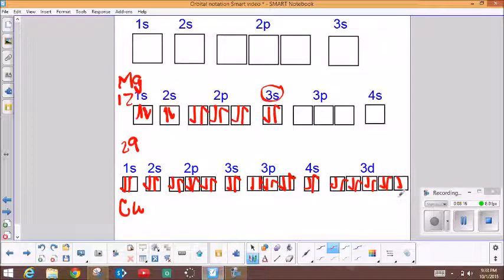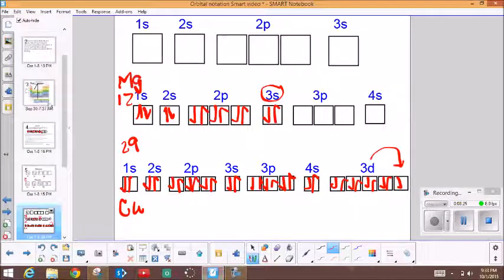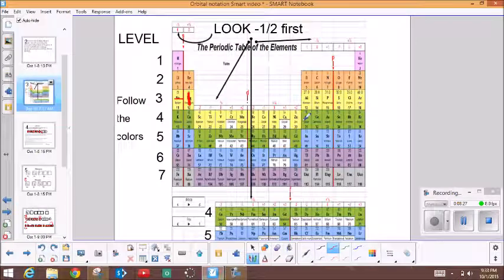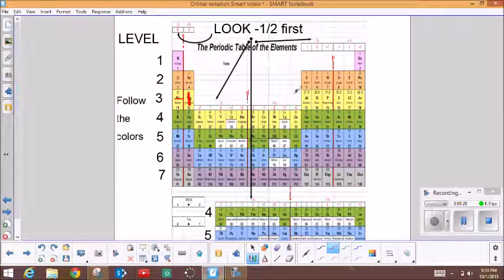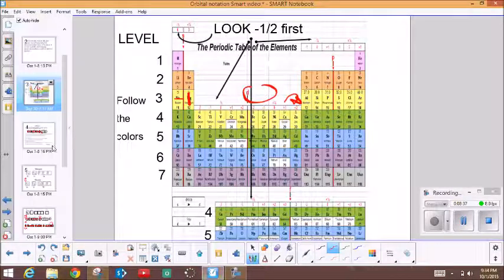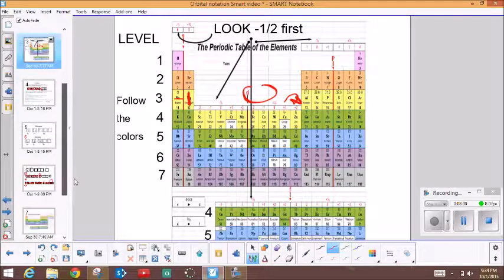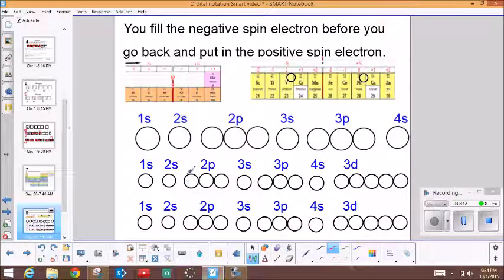You'll see from this visual representation, I am one short of filling up my D section on the periodic table. And if I go look, I will see that I am one short of filling up the D section on the periodic table.